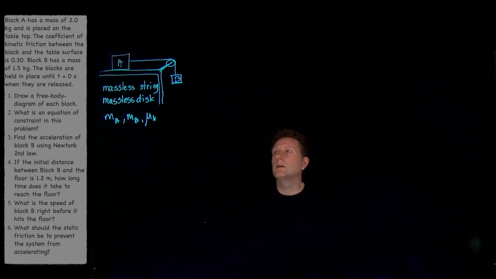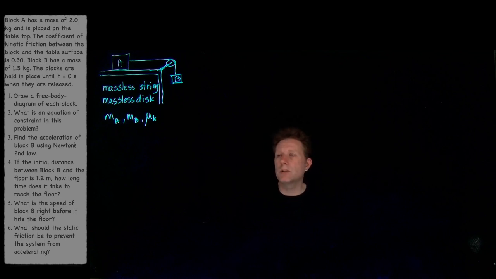So we have two boxes connected by a massless string, and the string is hung over a massless disk. What is the meaning of massless string and massless disk? Well, first of all, the massless string simply means that the tension is exactly the same throughout the string. The massless disk means it does not play any role in the dynamics of boxes A and B, so we can ignore that in terms of the free body diagram.